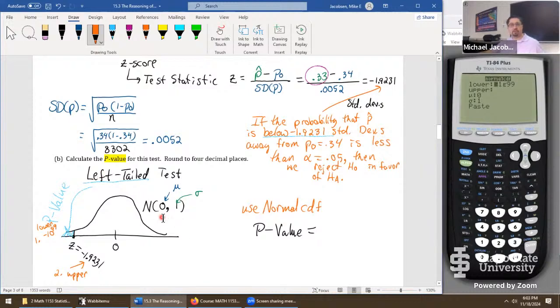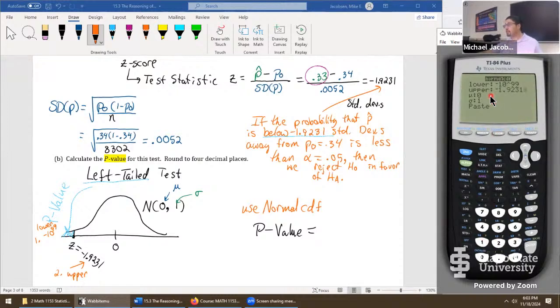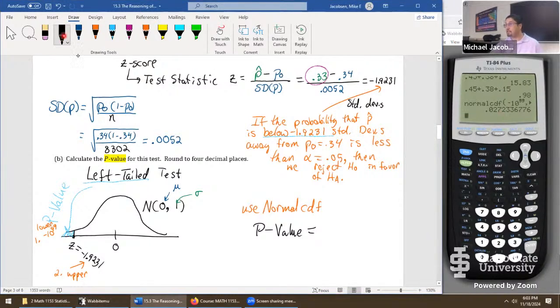And then mu and sigma actually have labels, so we don't necessarily need to be that specific. So negative 10 power 99 for the lower. Upper value is the test statistic, negative 1.9231. So your calculator should look just like this. Be sure to make mu 0, sigma 1. The values are changed for something else. And altogether, this is what the p-value should come out as. It is 0.0272. 4 decimal places is pretty standard to round for p-values like this one. So 0.0272 is our official answer.